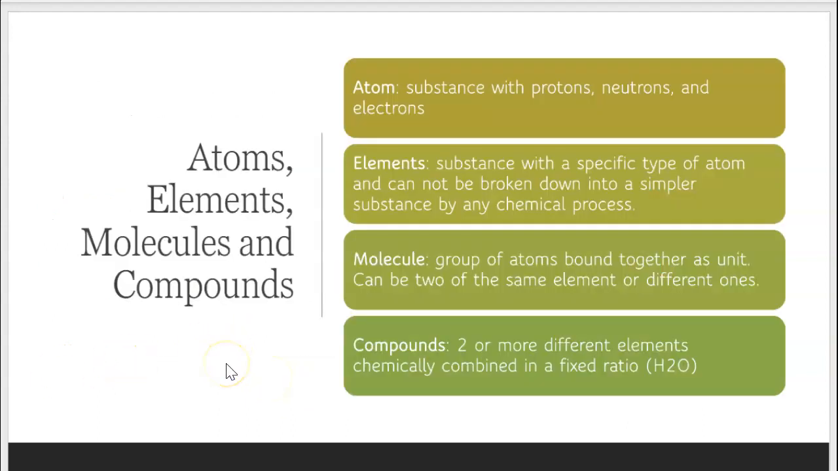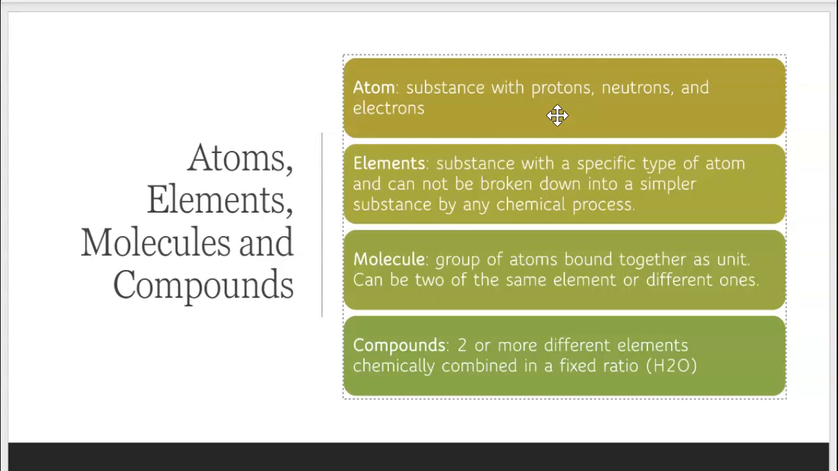Some other key important terms are going to be atoms. These are going to be substances with protons, neutrons, and electrons, and they're going to be the building blocks of matter. And we're going to talk a lot more about atoms, everything you wanted to know about atoms, next week. Elements are substances with a very specific type of atom that cannot be broken down into a simpler substance. So these are going to be all the things on the periodic table, which again we're going to talk about in the next couple weeks.